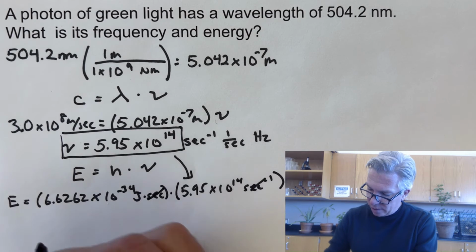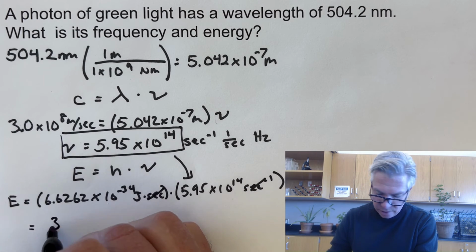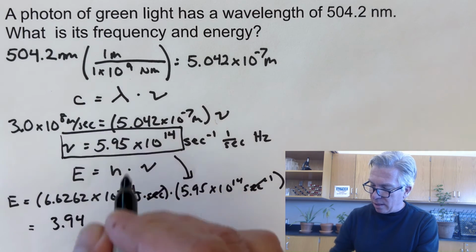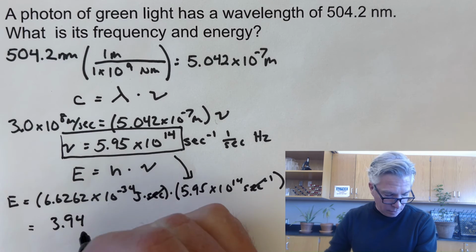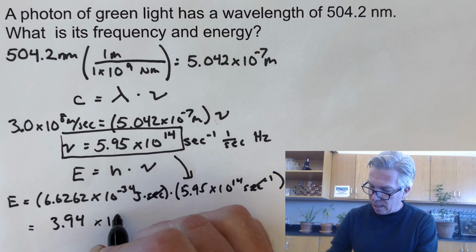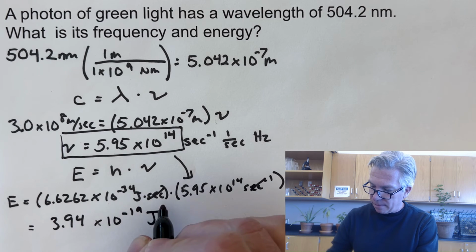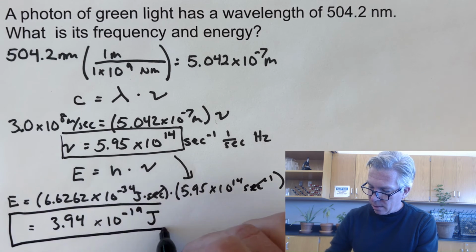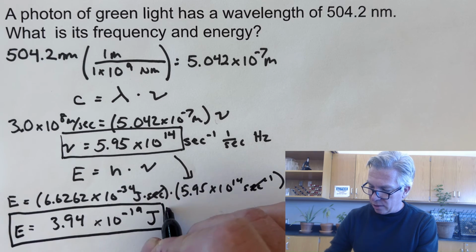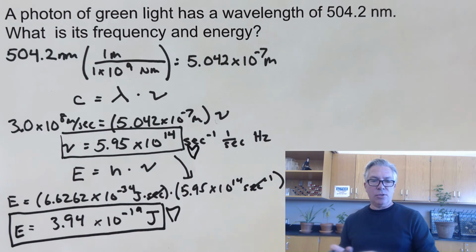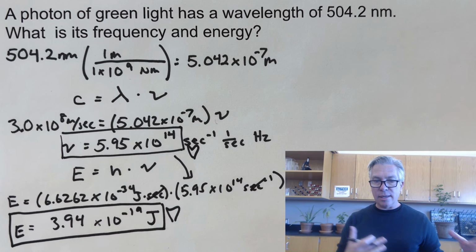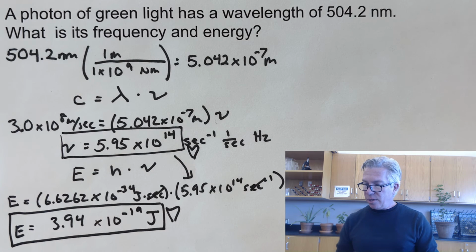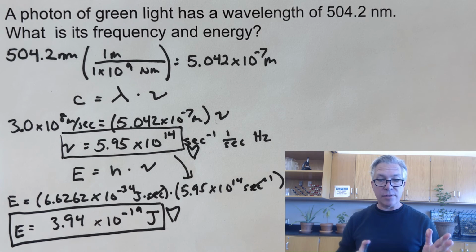And I end up with an energy of 3.94. And again, I rounded all of my coefficients to sig digs. My calculator gave me like 1,000. So times 10 to the minus 19th joules. And of course, you want to set off your answer with a little heart, just to let people know that you're done and that you love your answer. Okay, so that is an example of calculating the frequency and energy of a photon given its wavelength.